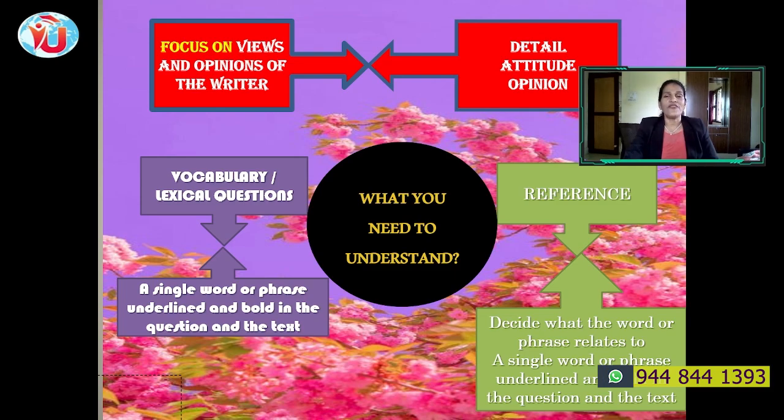Then when you talk about the reference, reference is nothing but you decide what the word or phrase relates to. So here also in the reference, a single word or phrase is underlined and bold in the question and the text given, but you need to tell what it refers to. That's what we need to understand when we look at the types. But be sure there are definitely two questions related to vocabulary and reference which you can solve within a fraction of a minute. So it is very simple.